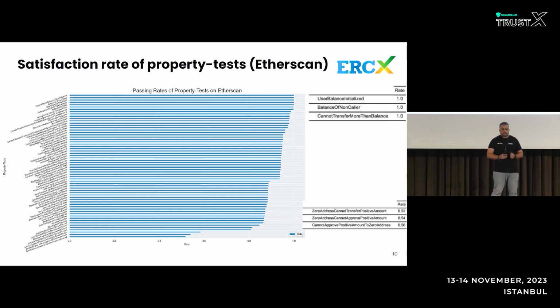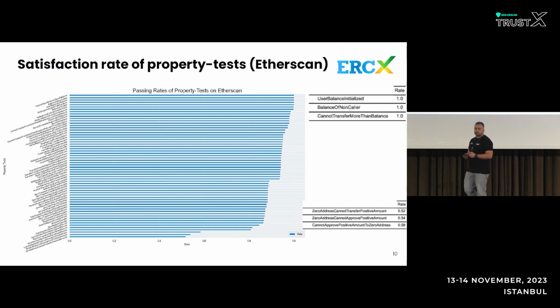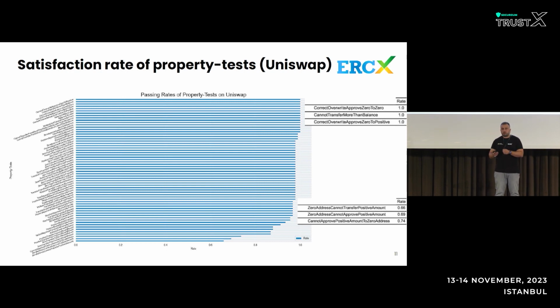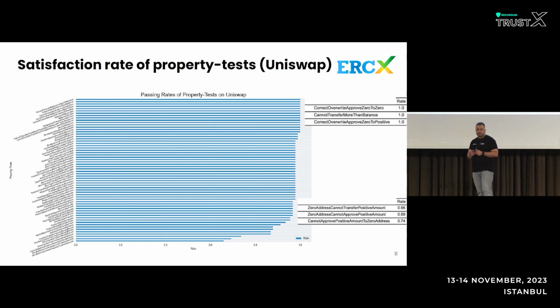At the bottom of that list, you can find tests such as the ones that are listed there, which involve the zero address. And indeed, this is something that is less taken into account by ERC-20 tokens. Displaying the same distribution on Uniswap, we can see that we have more tests that are passed everywhere. So the previous tests that were passing for every token are still satisfied, but we find more tests, such as the one handling the override of the approval mechanism. And at the bottom of this list, we still find the same test related to the zero address.